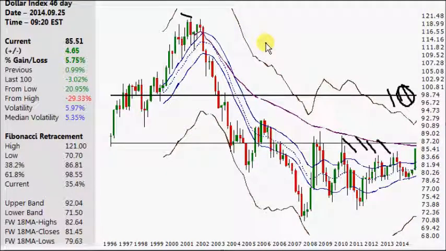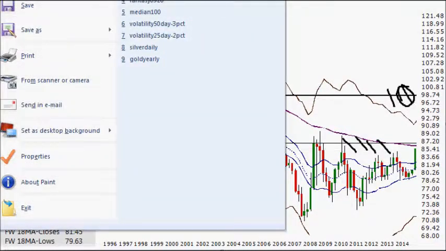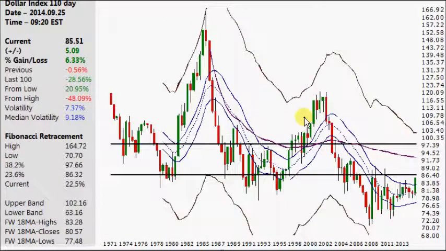We're going to go back to the absolute start of the Dixie, going back to 1971, which means each one of these time frames will have 110 days in it, which is about a half a year. So we're looking at about a 1.5 year chart. Volatility for a half a year is normally around 9.2%, but within this, it got up to about 165 back in the 1980s.